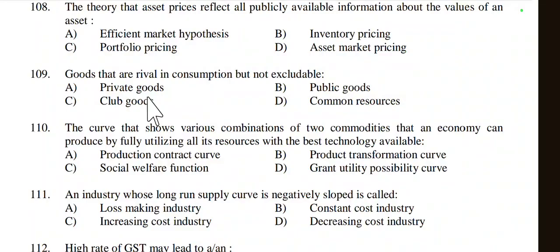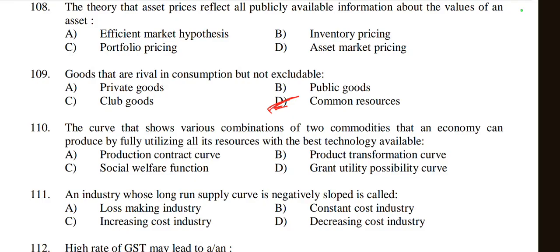Then question number 109, goods that are rival in consumption but not excludable. Private good is rival and excludable, public good is non-rival and non-excludable, and then there are club goods and common resources. So here, goods that are rival in consumption but not excludable are called common resources.